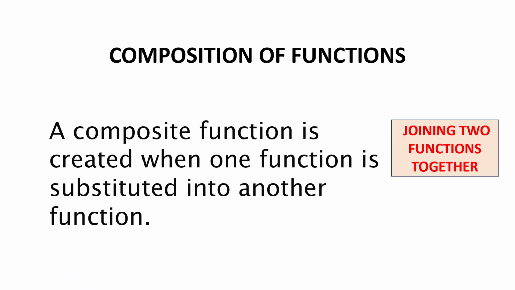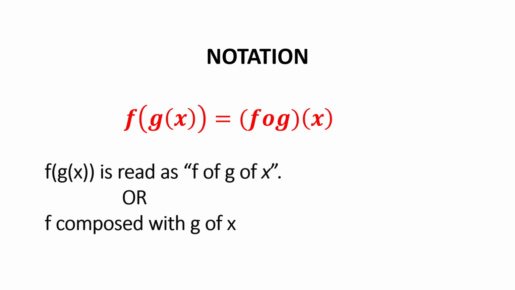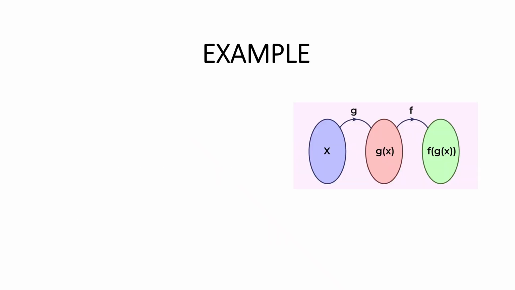Composition means joining two functions together, or in simple words, composition is just one function inside another. Nested parentheses or a small hollow circle is used to represent composition of functions. Let's understand this by assuming two functions f of x and g of x. The f of x function is x plus 2 and let's suppose g of x is 3x. We want to find the composition of these two functions.